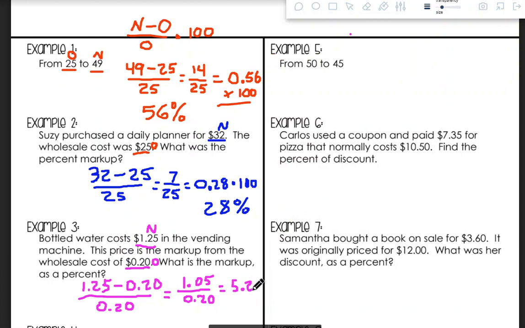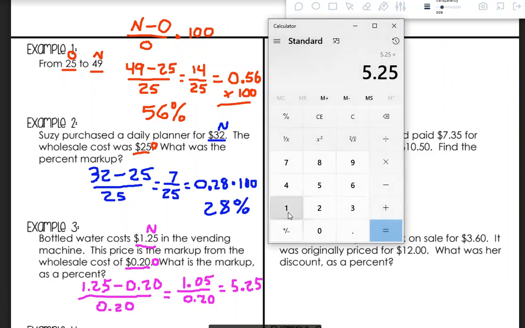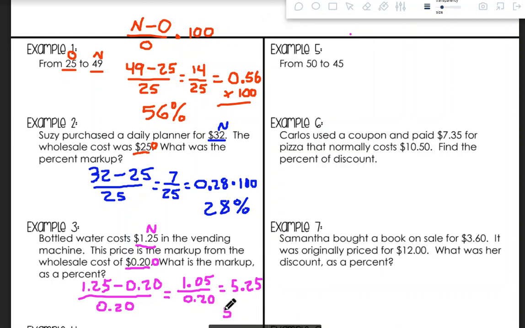5.25. All right, so my final step on this, remember, is I have to multiply it by 100. So I got to do 5.25 times 100, and that gives me 525%. So they have a huge markup on bottles of water. Bottles of water are pretty cheap to make, but they sell them at a 525% markup. Okay, so that's percent increase.